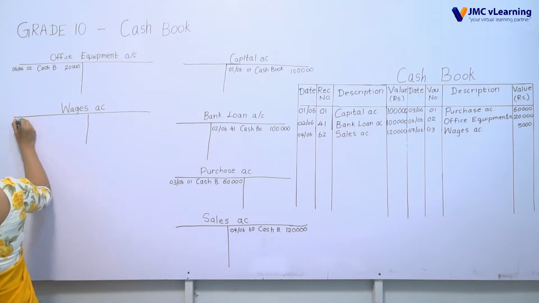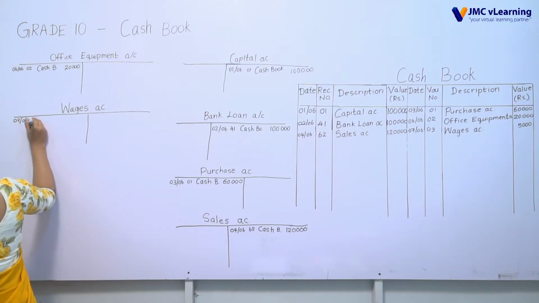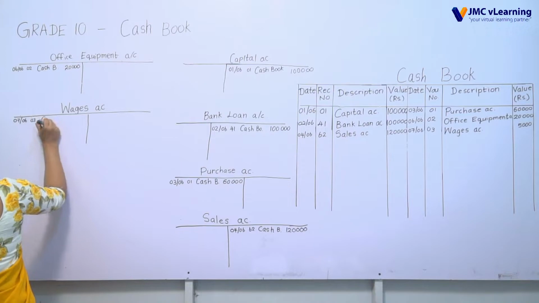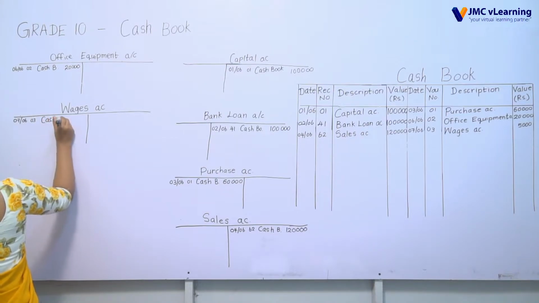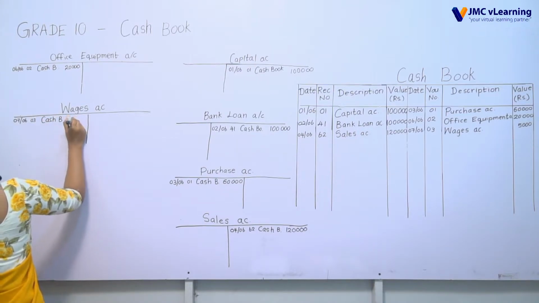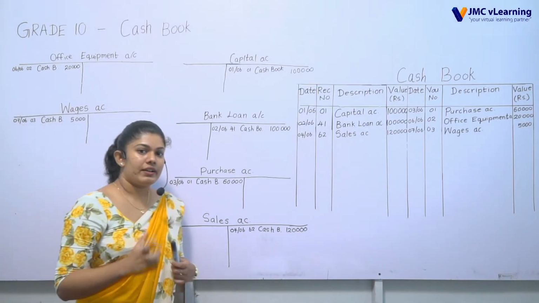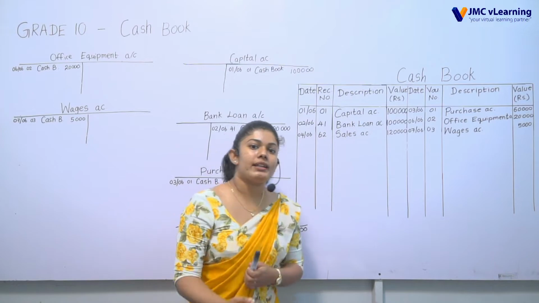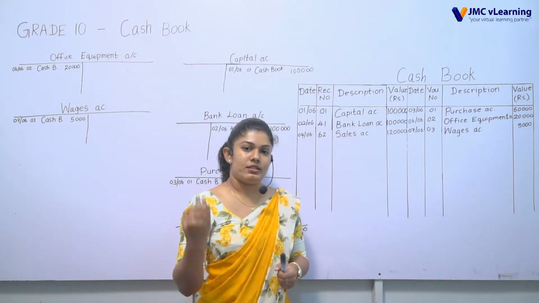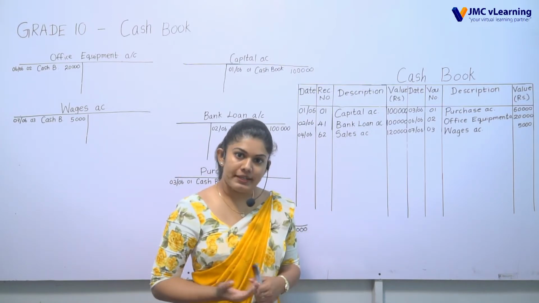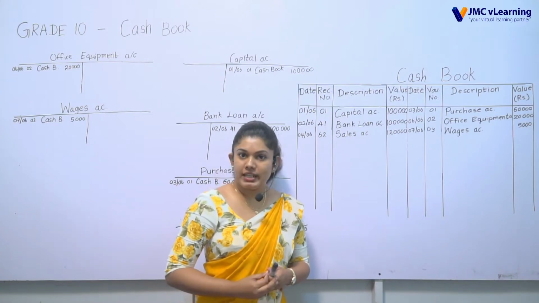Wages account, 7th of June, voucher number 3, cash book, 5,000. It is very easy if you practice this system. There is nothing to worry about. If you know the double entry principle, it is very easy.